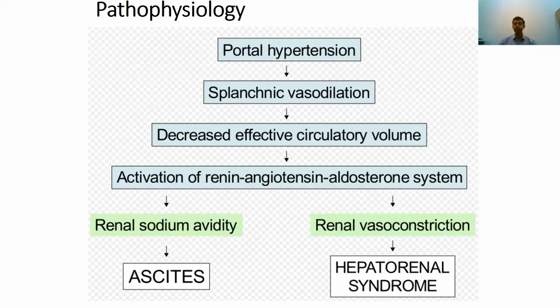And when the kidney's perfusion goes down, with time that will stimulate the renin-angiotensin-aldosterone system. And with time, there will be more and more renal vasoconstriction, and a pre-renal sort of acute kidney injury developing. And that is what you call hepatorenal syndrome. So hepatorenal syndrome is by definition a pre-renal sort of acute kidney injury because of the reduced perfusion to the kidney.